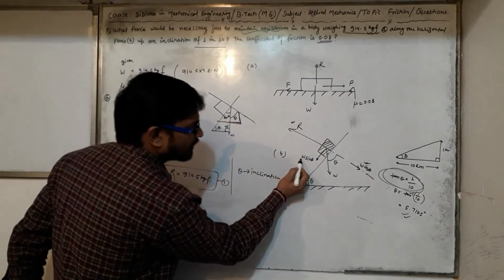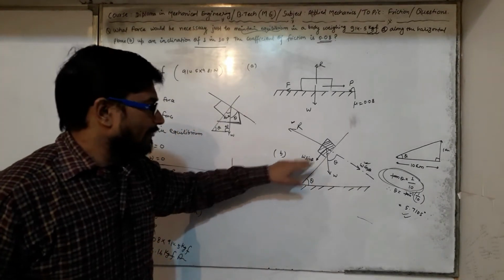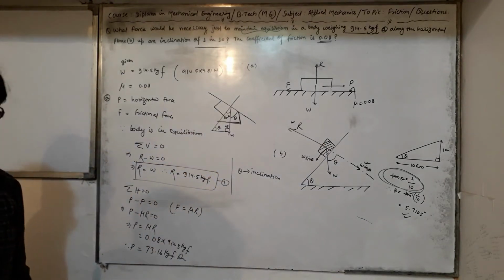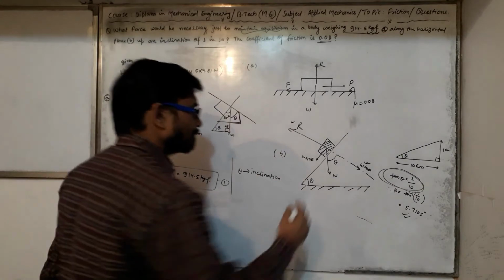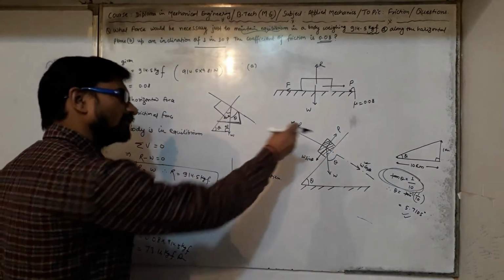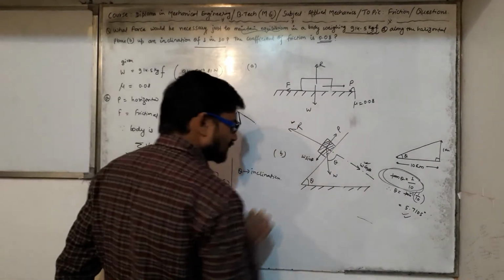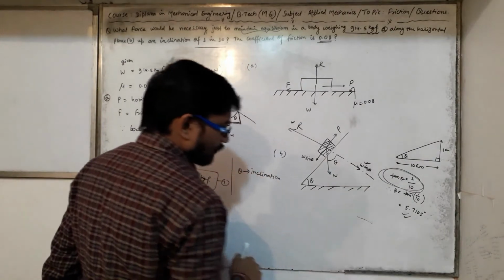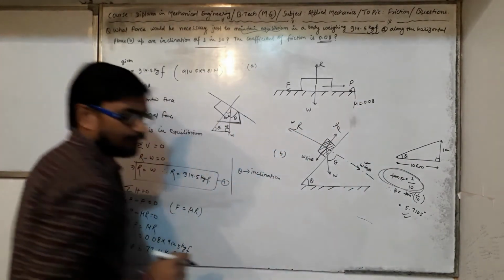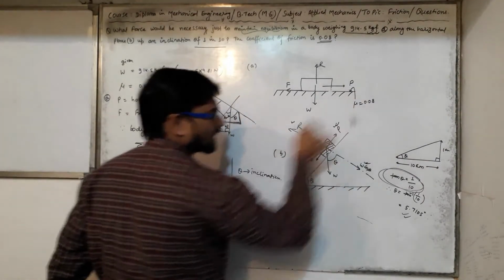Now one force, W sin theta, is left. Due to this force, the body slides down along the inclined plane. So a force P is externally applied so that the body is in equilibrium. And one more thing, the tendency of the force P is in the upward direction. Due to this force, the body must go along that direction.